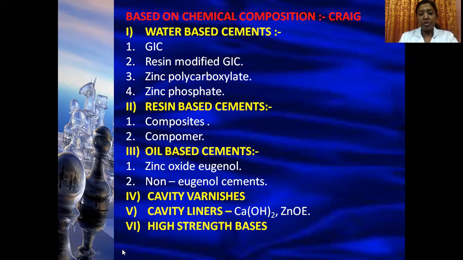Based upon the chemical composition, the textbook of dental materials by Craig gives you this classification. Under water-based cements, you have your GIC, resin-modified GIC, zinc polycarboxylate, zinc phosphate. Under resin-based cements, you have your composites and your compomer. Under oil-based cements, you have your zinc oxyeugenol, and non-eugenol-based cements. You have your cavity varnishes, nothing but your copal resin or rosin, which is dissolved in organic solvents like acetone, ethanol, or ether. And then you have your cavity liners, mainly your calcium hydroxide, and your high strength bases, which is nothing but your zinc phosphate and zinc polycarboxylate.